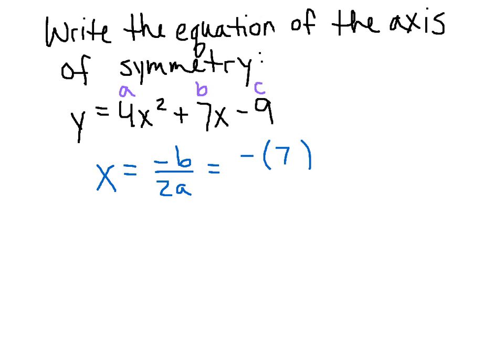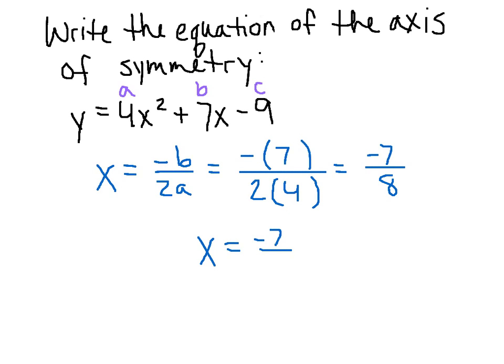So I'm going to plug in positive 7 over 2a. My a value is 4. So when I simplify that, I get negative 7 over 8. But this is not our final answer because the axis of symmetry is an equation. So your final answer is x equals negative 7 over 8.